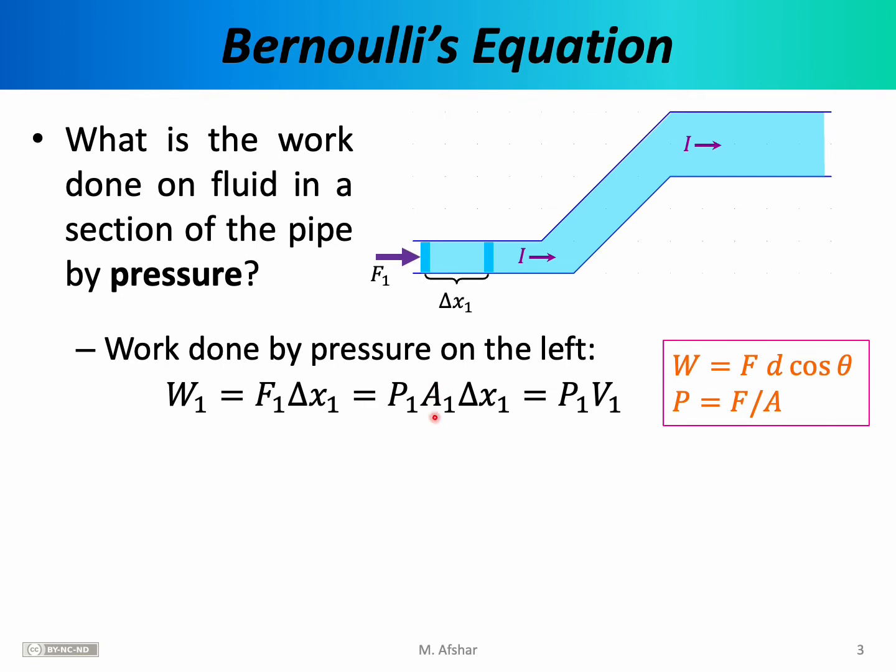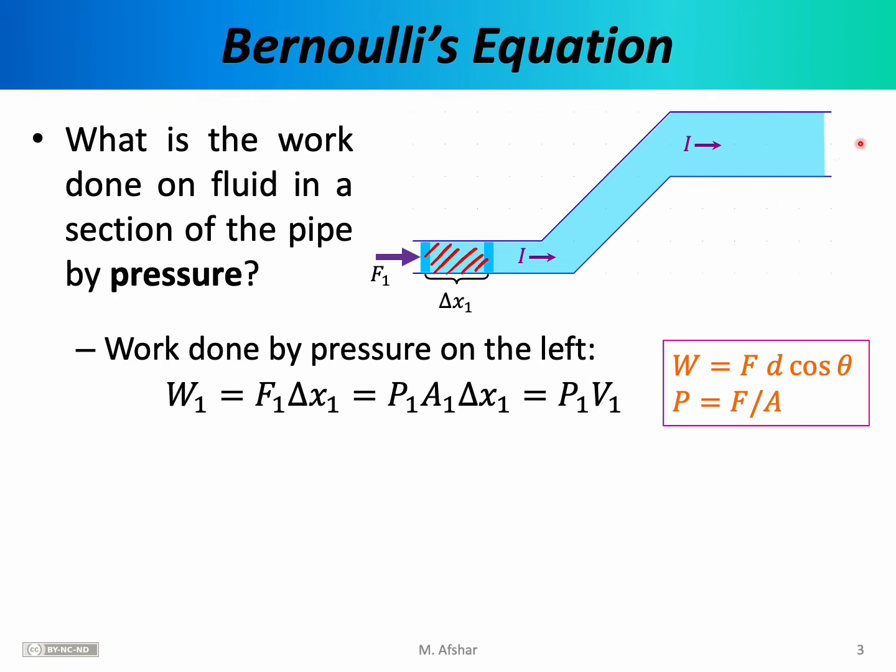Now here we're talking about A1, which is the cross-sectional area of the left end of the pipe segment, and delta x is the displacement of the fluid element. So when we talk about A1 delta x1, we're really talking about the volume of this region here. This is really the volume of fluid that is entering the pipe segment. So we'll express A1 delta x1 simply as V1.